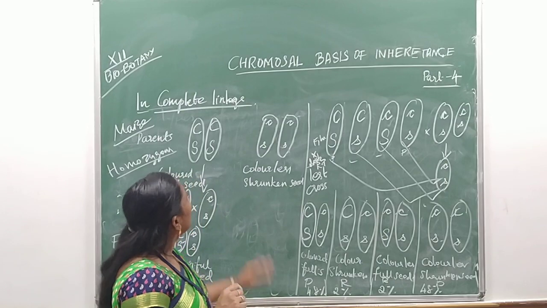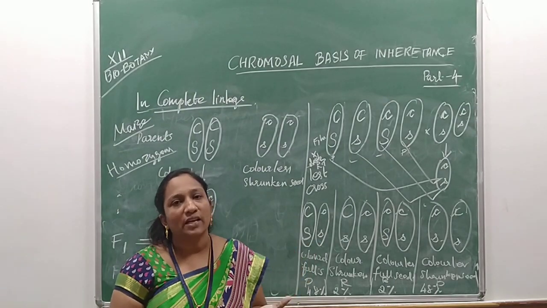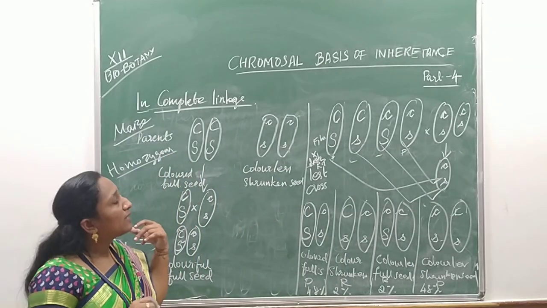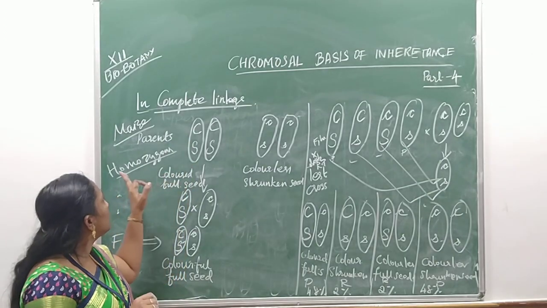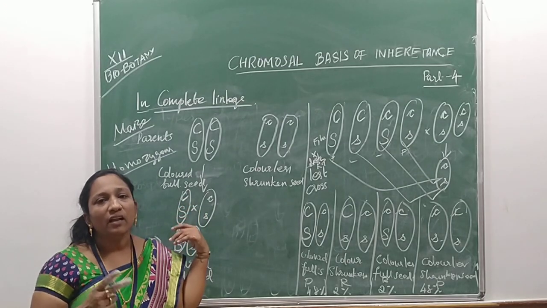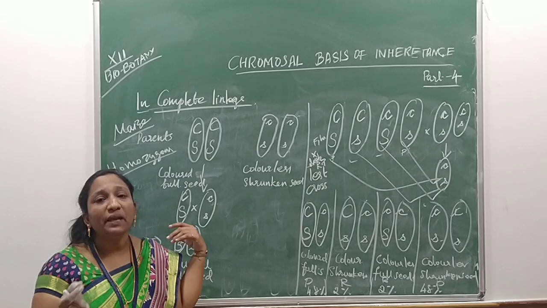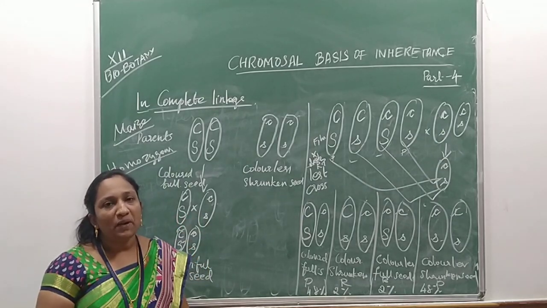So this is about complete and incomplete linkage. For complete linkage, Drosophila is the example. For incomplete linkage, maize is the example. Who explained it? Hutchinson explained one, and the other was explained by C.B. Bridges. Children, I hope you all understood about complete and incomplete linkage.